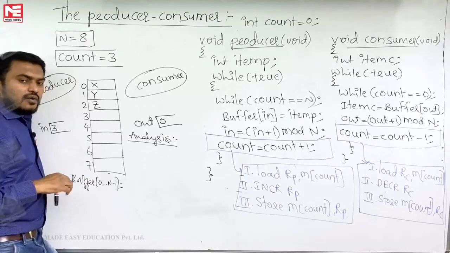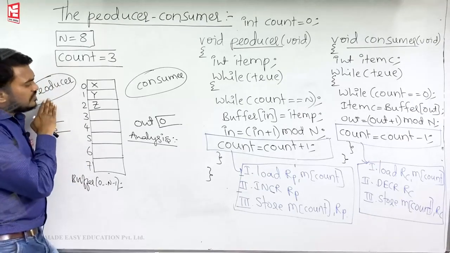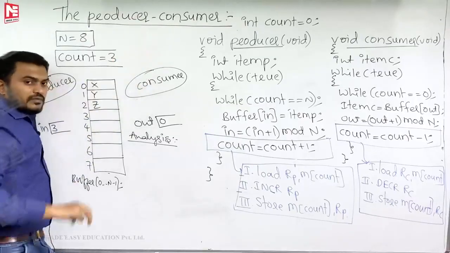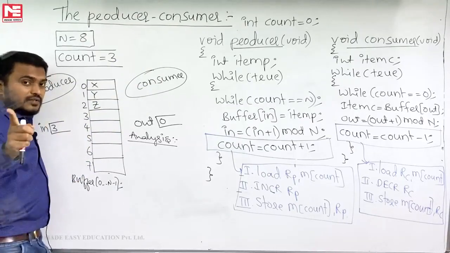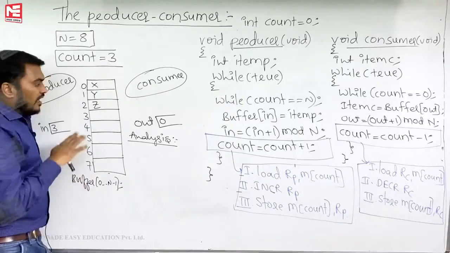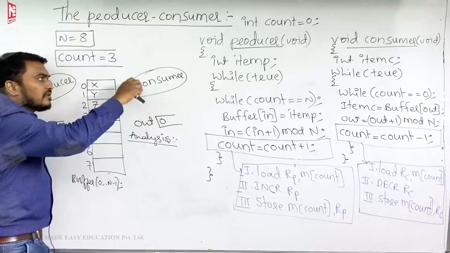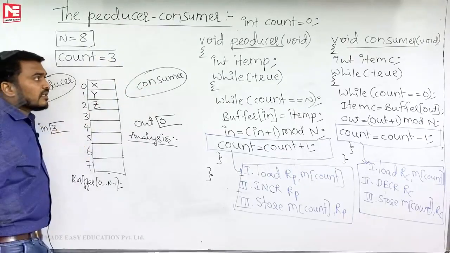Count value is 3. What I will do is I will produce one item into the buffer. I will consume one item from the buffer. Listen carefully to what I am saying. Right now, what is the count value? 3. I will produce one item into the buffer and consume one item from the buffer. So what should the count value be? What should the count value be after this?